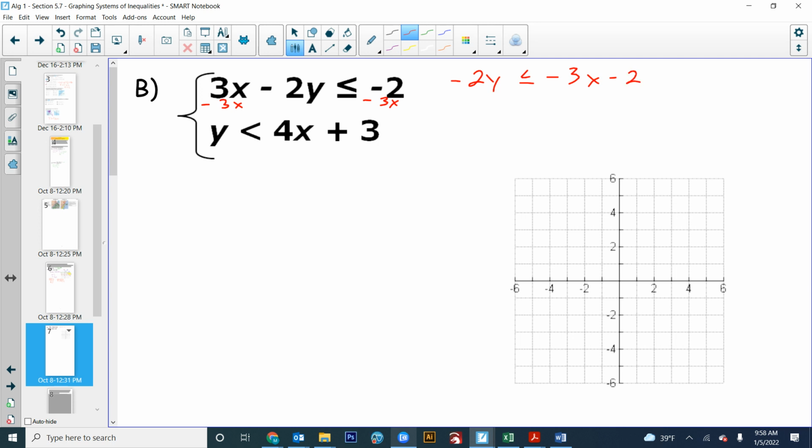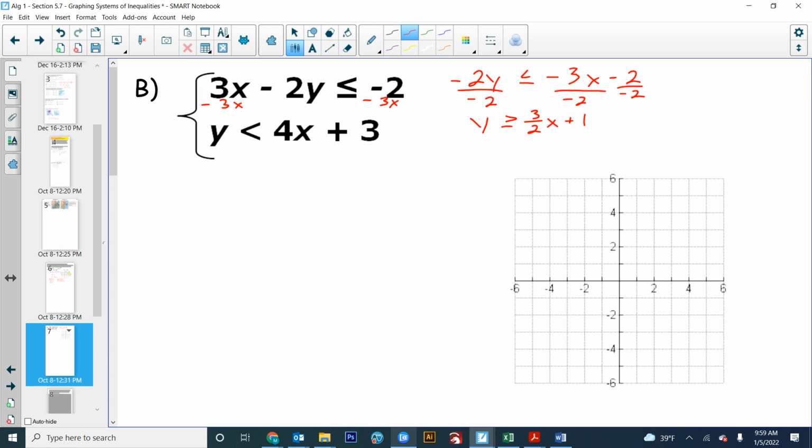Wait a minute, should I have switched that sign when I subtracted 3x over? No. When do you switch a sign? When I divide by negative 2. So y is greater than or equal to, a negative over a negative is a positive, 3/2 x plus 1.